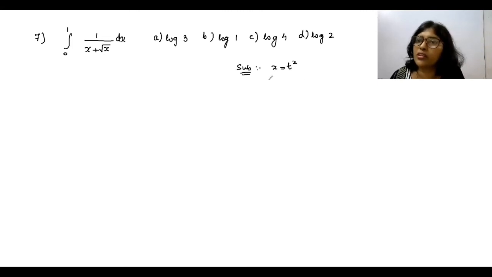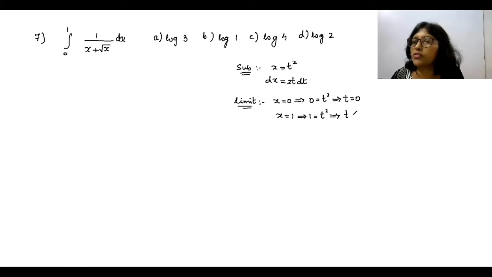Now let's find the derivative. 2t dt it is. And once again, because it is an integral question with limits, let's change the limits. When x is 0, put 0 here: 0 is t square, or rather t is equal to 0, taking square root. And if x is 1, then 1 is equal to t square. That means t is 1, because if the lower limit is 0, I want a value bigger than 0. So it should be 1. It cannot be minus 1. Generally when we take square root, we write t is plus minus 1, but over here it's going to be 1. So our limit becomes 0 to 1.